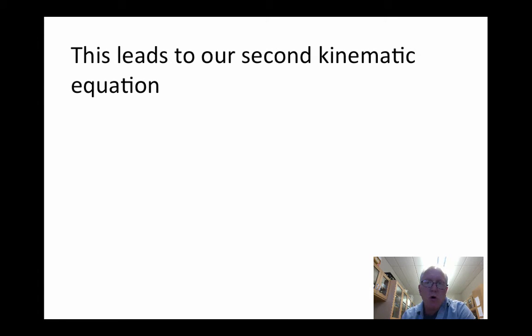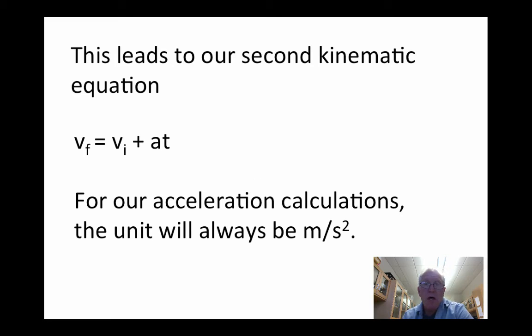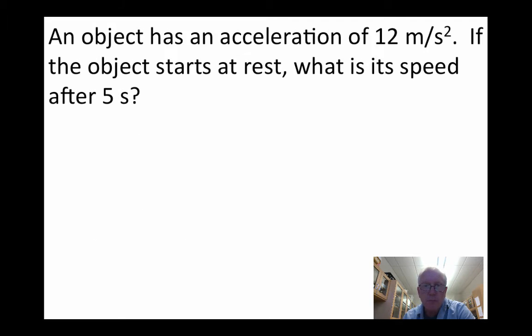Okay, so our second kinematic equation is going to look like this one. Turns out the final speed is equal to the initial plus the acceleration multiplied by the time: vf = vi + a × t. Okay, and for the calculations that we're going to do in class, the unit for the acceleration is going to be meters per second squared. Remember, as we discussed, those units are pretty important for figuring out what you're talking about.